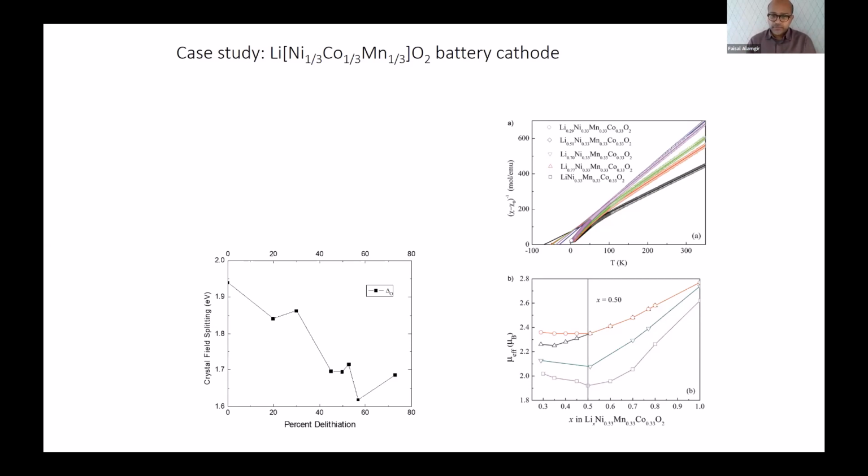But the one on the bottom is showing the change in the magnetic moment as a function of, in this case, lithiation, because you're going from left to right, you're actually adding lithium into the NMC compound. So one unfortunate thing in trying to compare the figure on the right to the figure on the left is that the axes are reversed. The one on the left is the percent de-lithiation, and the one on the right is percent lithiation.